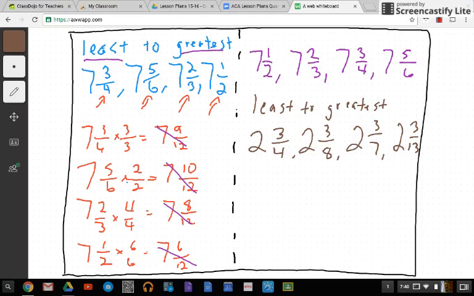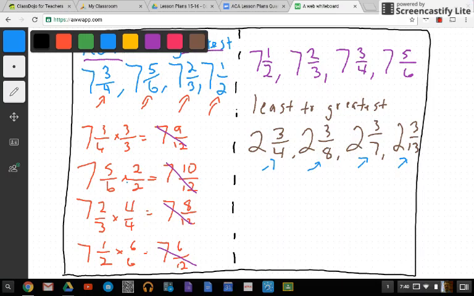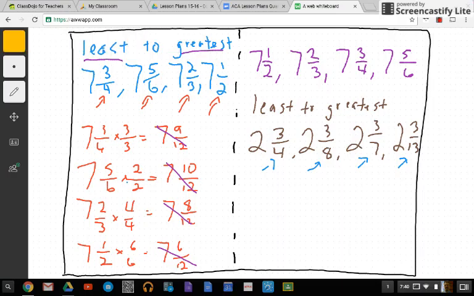Really, with these denominators down here, I've got a 4, 8, 7, and a 13. Well, if I do 13 times 2, that's 26. None of the other ones equal that. 13 times 3 is 39. None of the other ones equal that. 13 times 4 is 52. Well, none of the other ones really equal that except for 4. So this one is going to be almost impossible to find a common denominator. Okay, but I've got some other strategies.